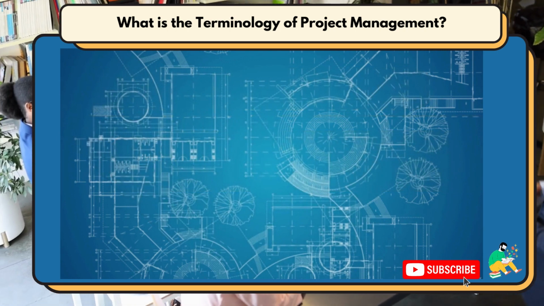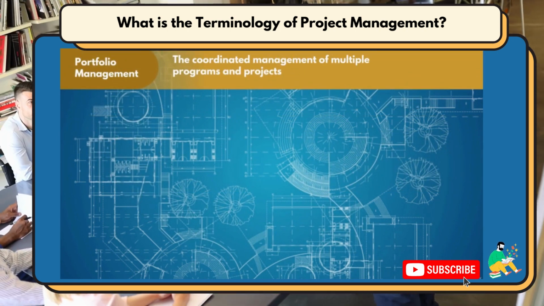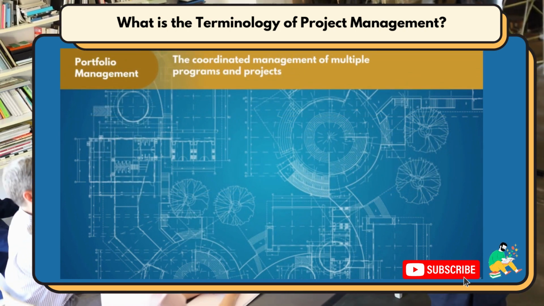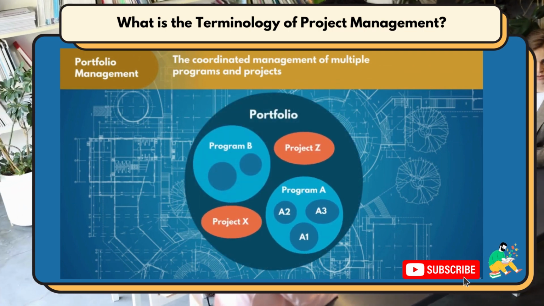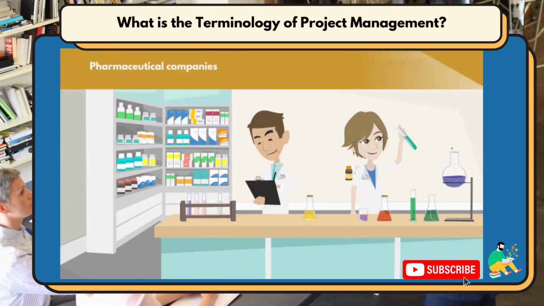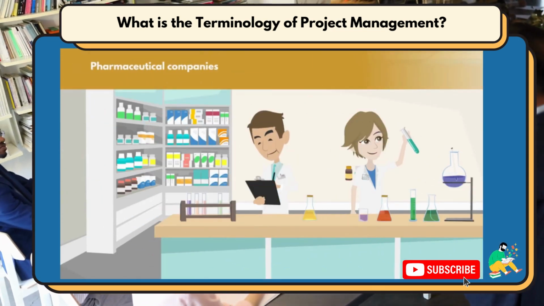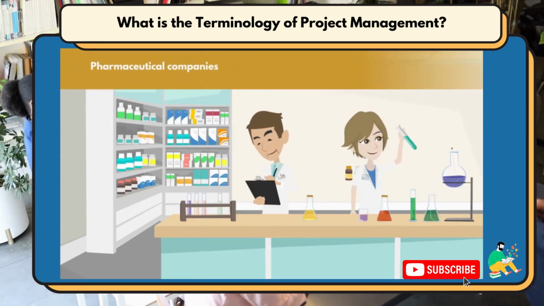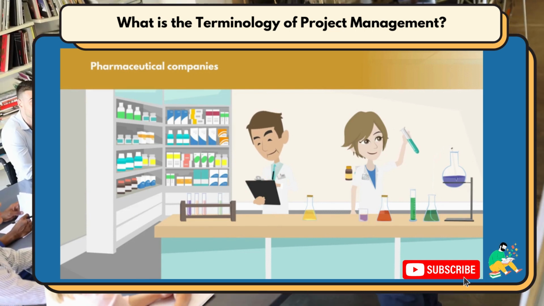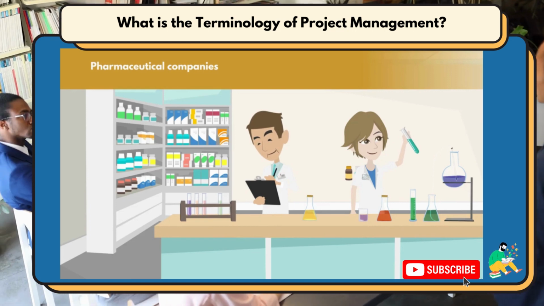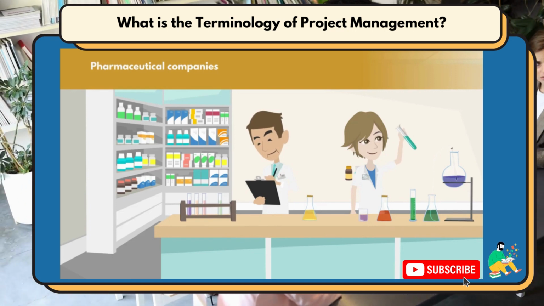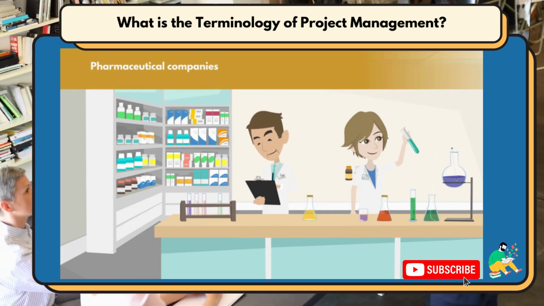And finally, project portfolio management. This is the term that refers to the coordinated management of multiple programs and projects. Think of a pharmaceutical company. In any minute, there are hundreds, if not thousands, of separate research projects for new drugs. Such corporations need strong portfolio management to follow this huge work and resources.